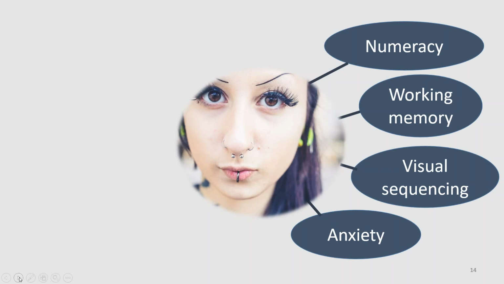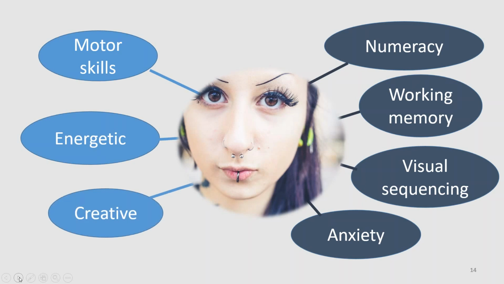So there's lots of information that can be gleaned from looking at that profile of Phoenix. And alongside those particular weaknesses, we know that she has great motor skills. She's good at football. She's extraordinarily energetic and creative. So let's build on those strengths with Phoenix and identify the challenges and offer her the support that she needs. And again, we'll be looking at classroom strategies that will make a difference to Phoenix in her post-16 setting.